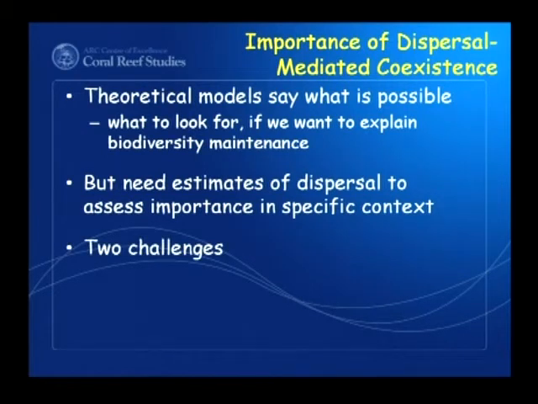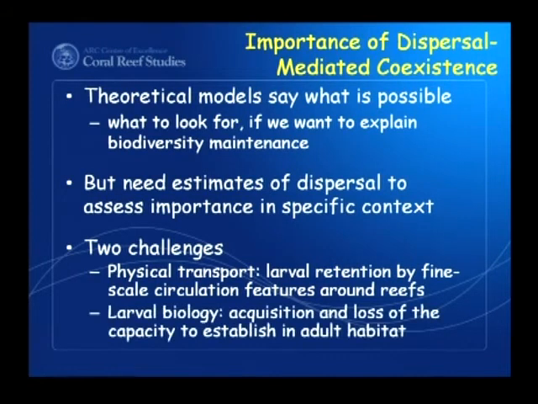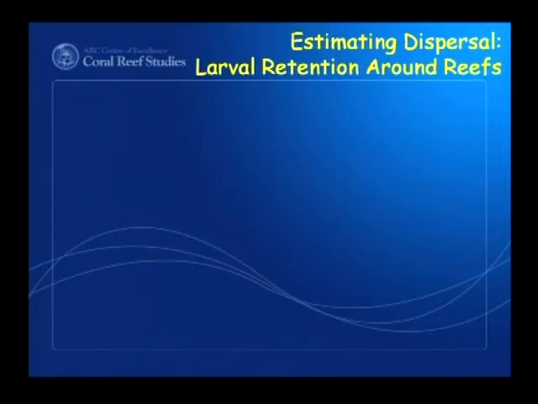And so what I want to now do is briefly talk about two challenges in the estimation of dispersal on coral reef systems. One is on the physical side, and that deals with estimating the retention of larvae in the wake of reefs by fine-scale circulation features. And the second, on the biological side, deals with quantifying the patterns of acquisition and loss of the capacity for corals to establish in the adult habitat, what I'll call settlement competence. So first I'll talk about the physical side.